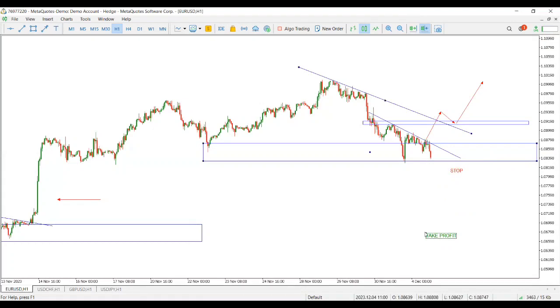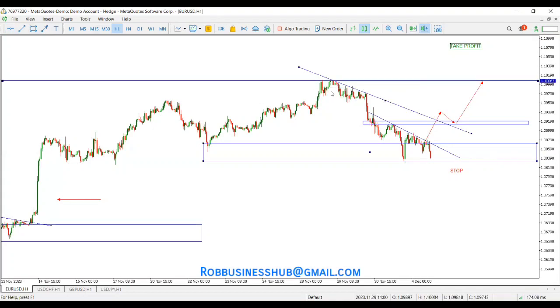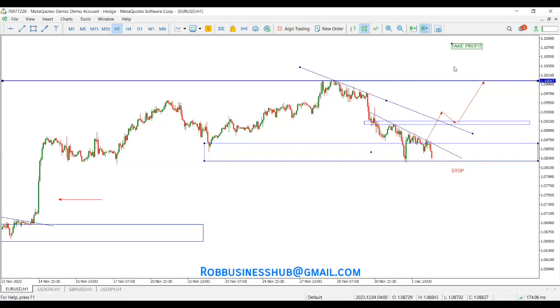Then you can target 1:2, as the case may be. But your first target should be this level, which is 1:1. The first target should be somewhere around this level because the market can find resistance from this level and continue to the downside. So this should be your first target. Then once the market breaks and retests, you can target another 1:1, then 1:2. But it is safer to take your profit at this level.